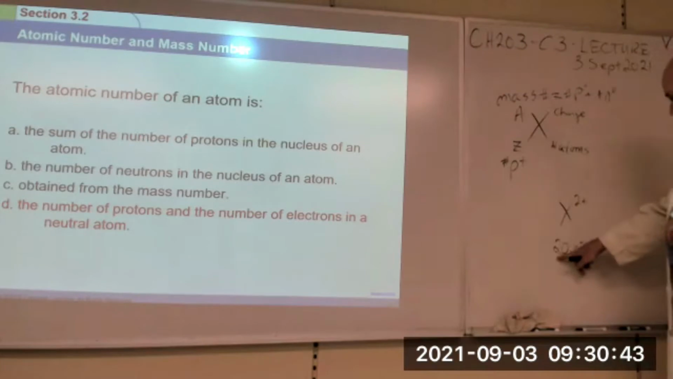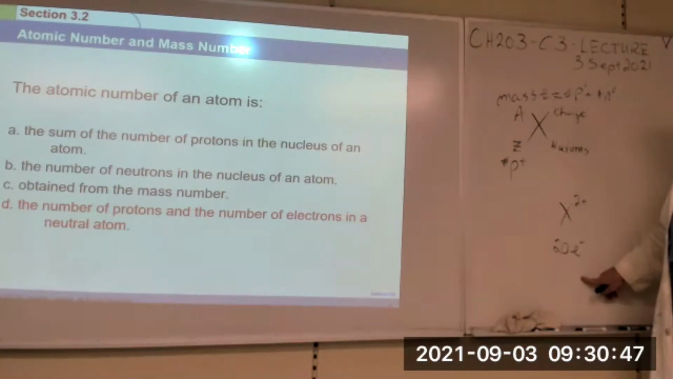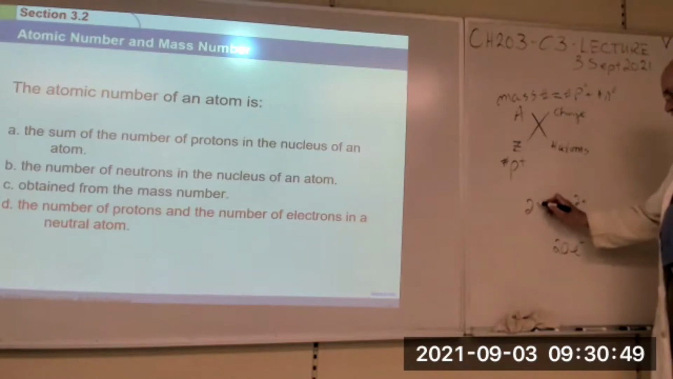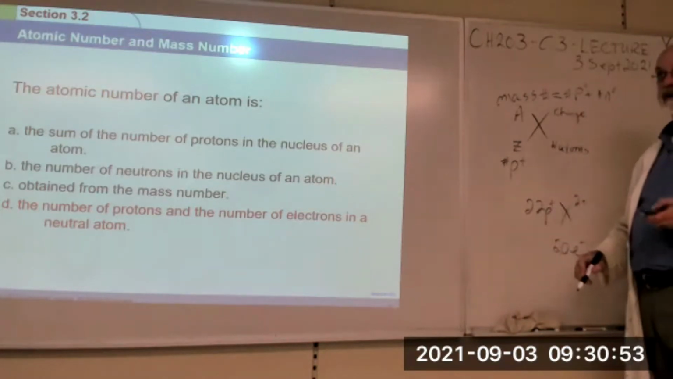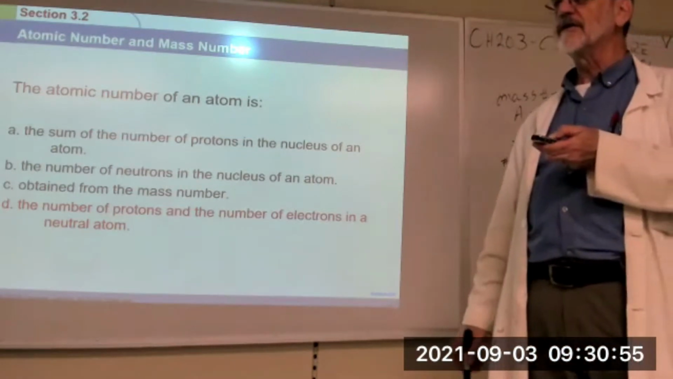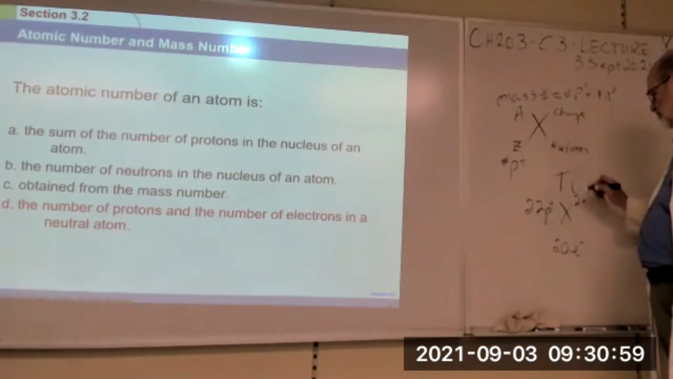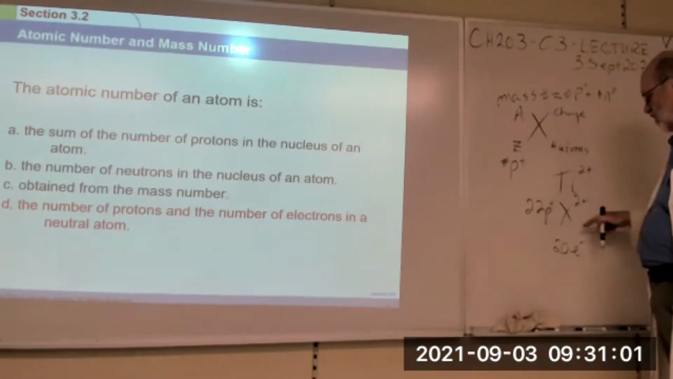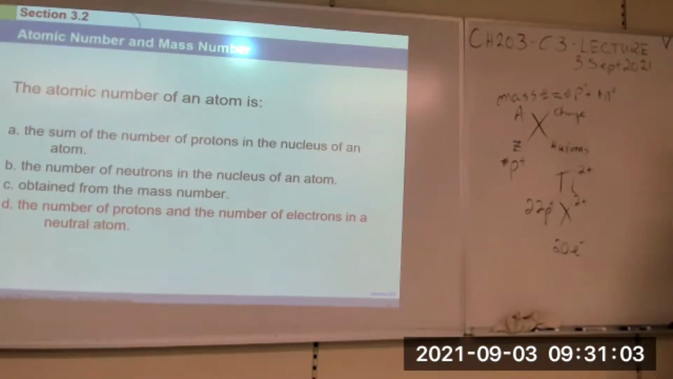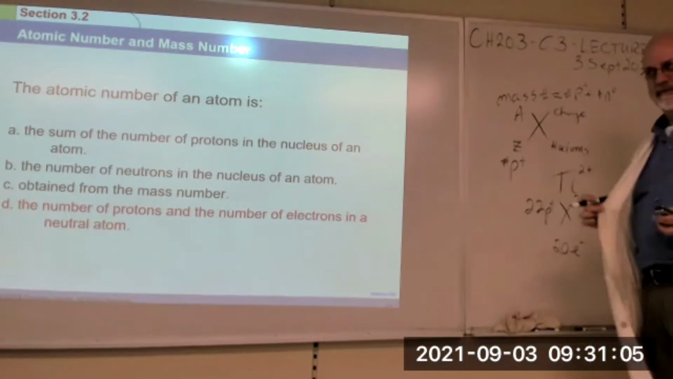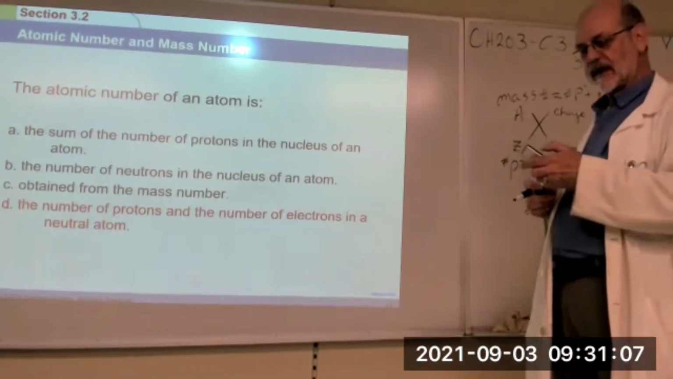If it's got 20 electrons, but there are 2 more protons than electrons, how many protons does it have? 22, right? 22 protons. Now you can go to your periodic table and say, all right, 22 is titanium with a 2+ charge. Okay, that's the detective in me that works that problem.